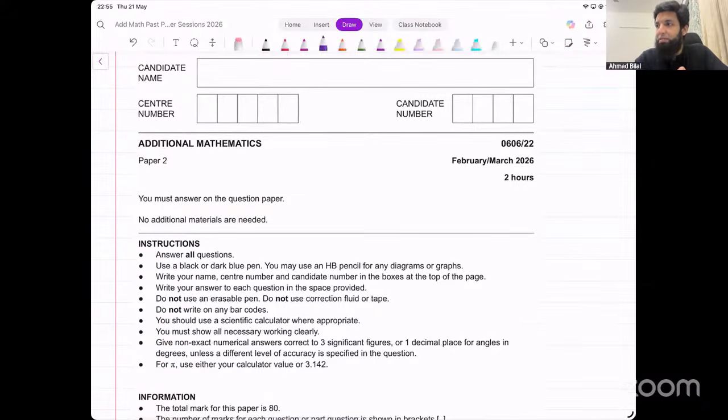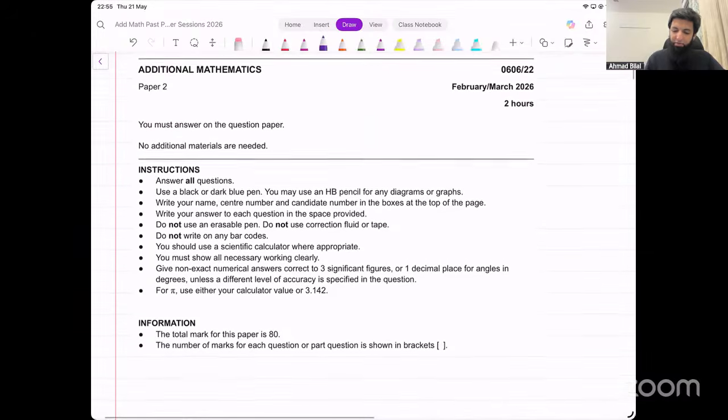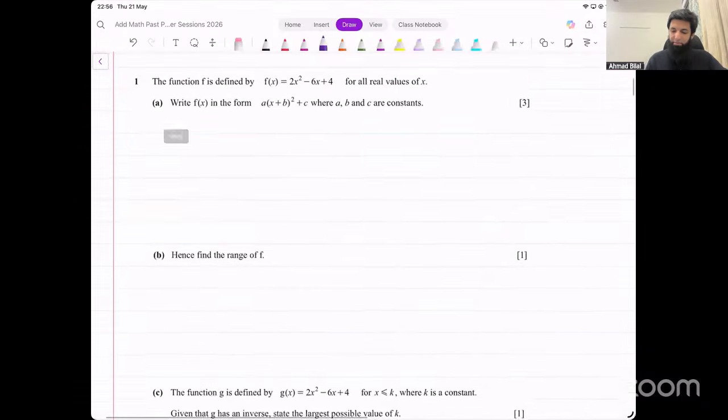Let's begin with this March 26 paper 2 variant 2. Walaikum assalam, Azim, and that other cricket guy. Let's begin. We're doing this complete paper, okay?